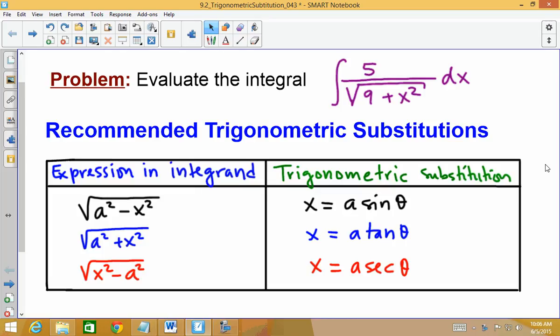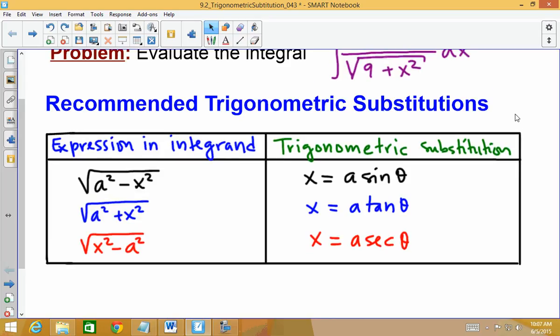One where the integrand involves the square root of a squared minus x squared. The other one, the square root of a squared plus x squared, and the last one, the square root of x squared minus a squared. In this case, we have the square root of 9 plus x squared. That means we are using the second case, and the recommended substitution says to set x to be a tangent of theta.